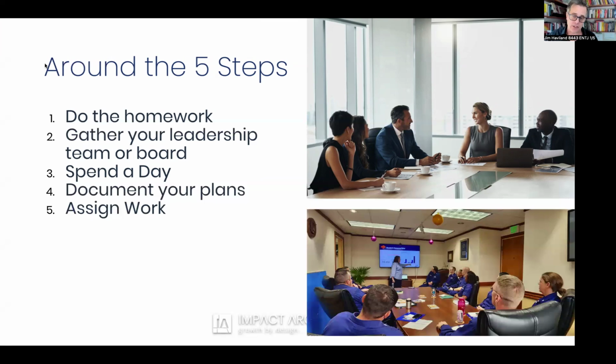And then you're going to assign work. So coming out of this, everyone that's there is probably going to have some work to do. If you're running an operating system that uses rocks or some kind of a quarterly initiative, there are going to be rocks involved in this, and I'll point out where those things are because there's going to be some things to go do.